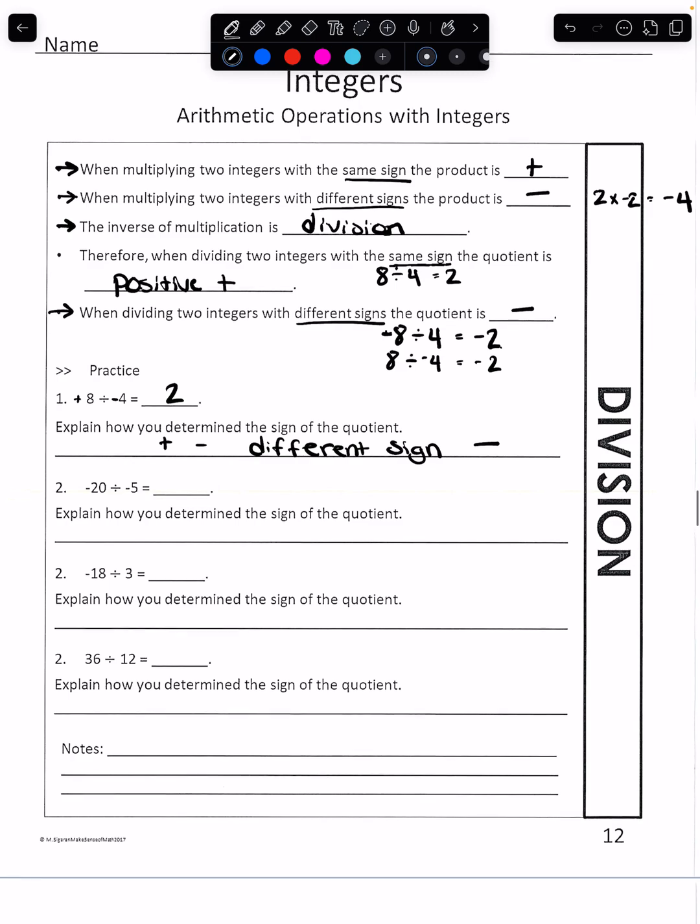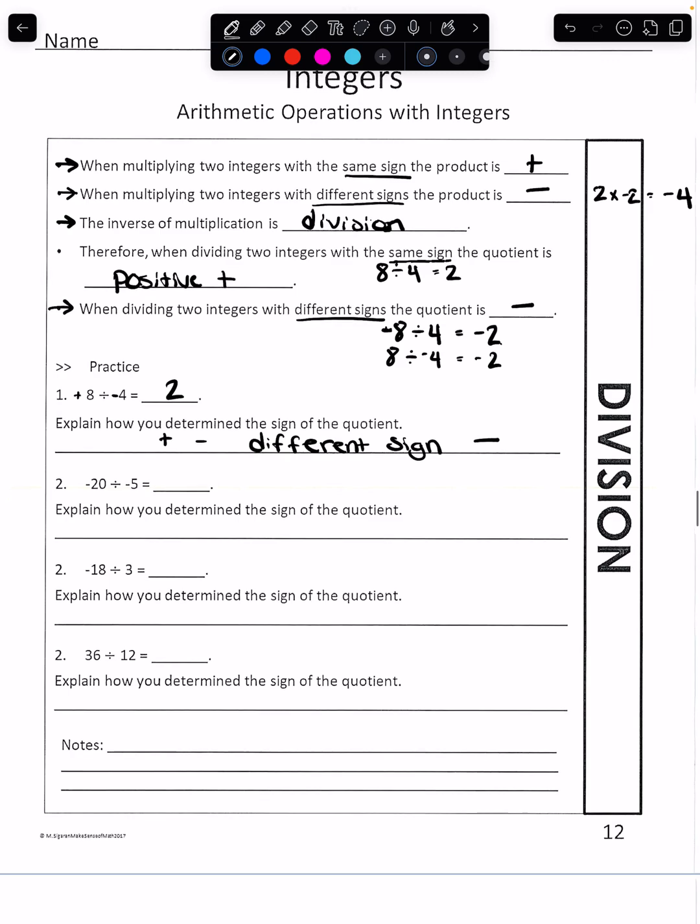All right, going on to number 2. 20 divided by 5 is 4. I see a negative and a negative, so I see 2 negatives. They are of the same sign. That means I'm going to get a positive answer. Right?